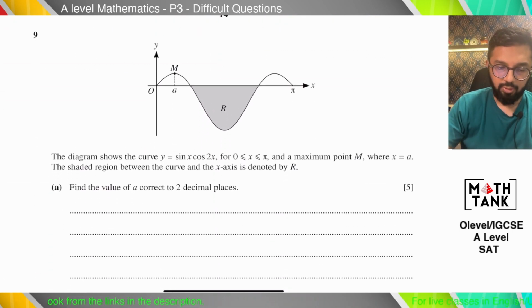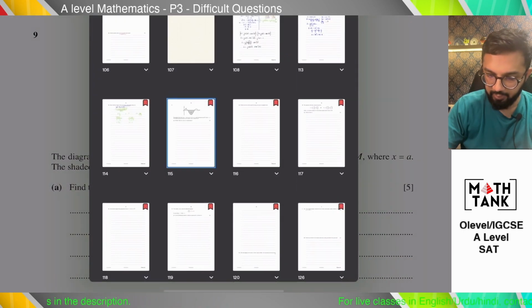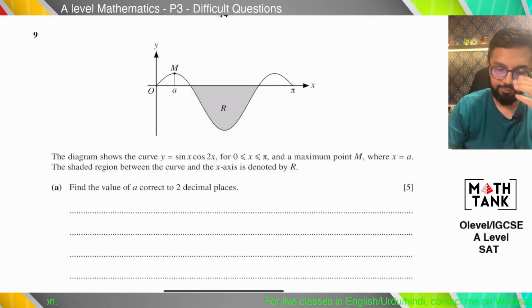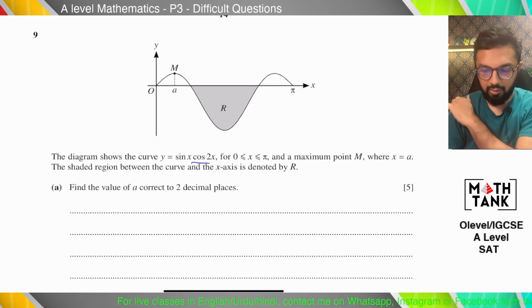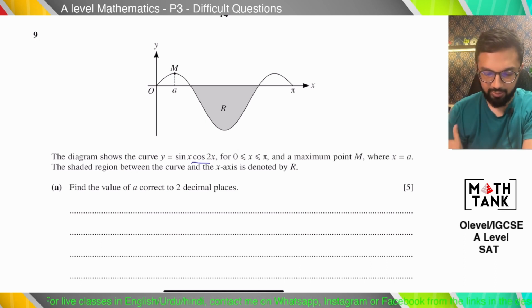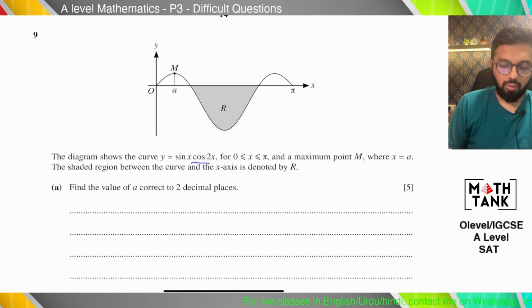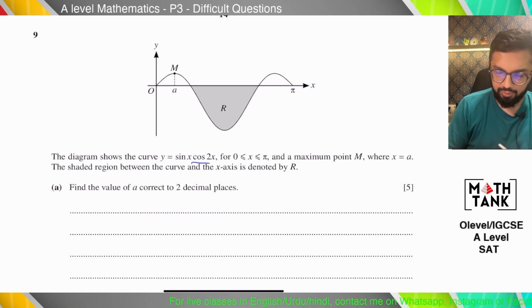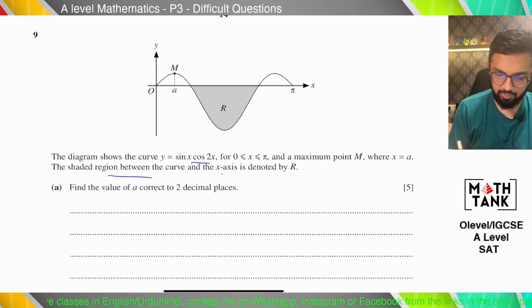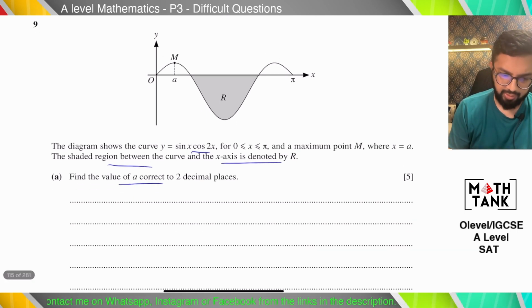to question number 9. I think that's also marked as a difficult question. The diagram shows a curve y equals sin x cos 2x, with maximum point M where x equals alpha. The shaded region between the curve and the x-axis is denoted by R. Find the value of alpha correct to two decimal places.